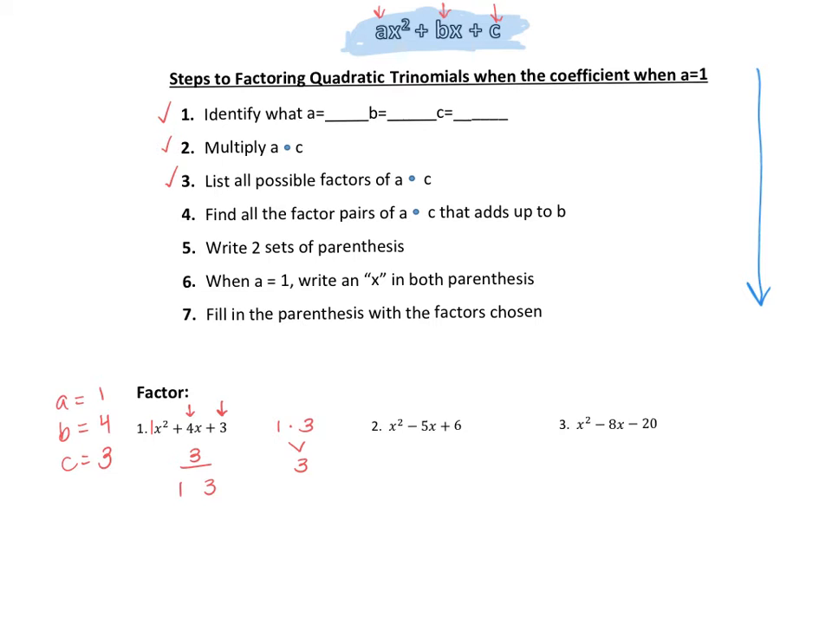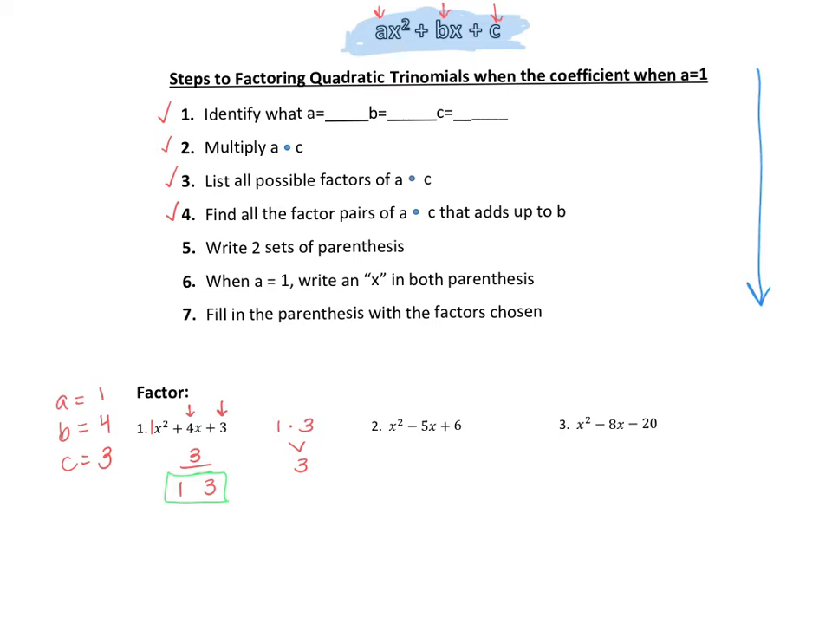I am then going to go on to step 4. This one's a little different because we only have 1 factor pair. We are finding the factor pairs of A times C that add up to get B. If we look, the factor pair is 1 and 3. If we add 1 and 3, we get 4, and 4 is our B. So this factor pair works. I'm going to put a check mark next to 4, because A times C is 3, and the factor pair 1 and 3 adds up to 4.